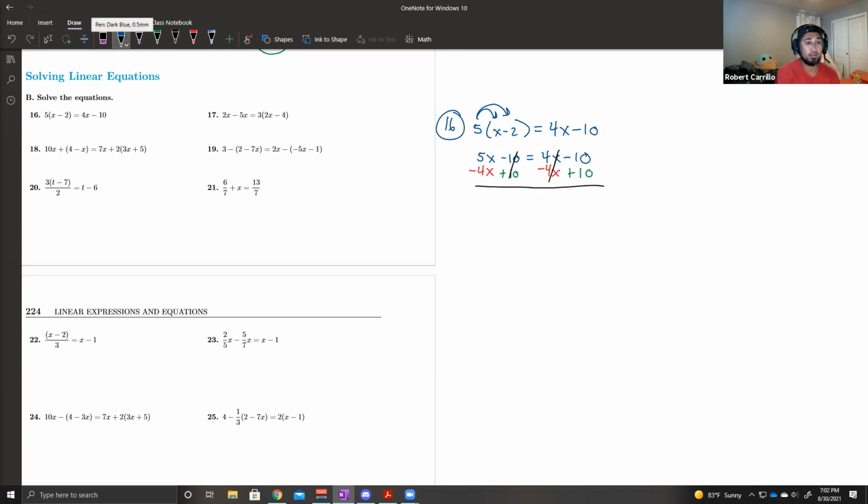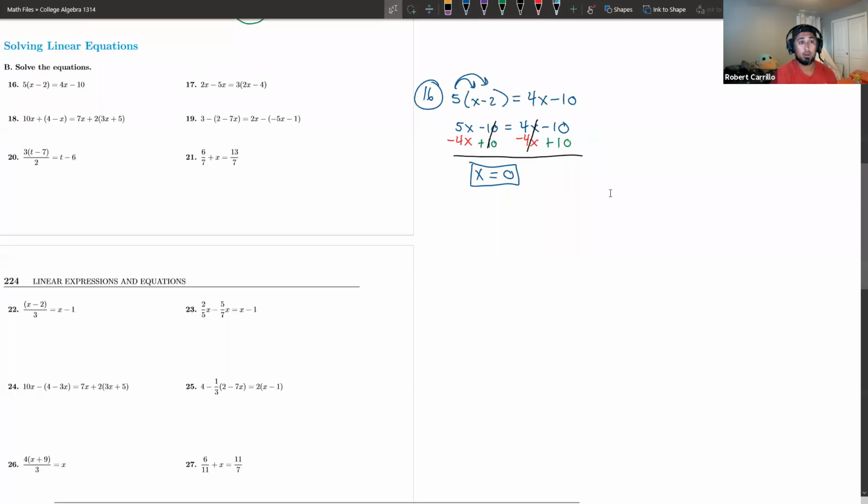And with our 5x minus 4x, that leaves me with x. And then negative 10 plus 10 leaves me with 0. So look at that. All of that work for 0. Okay, everybody good with that? Let me do that. Okay.